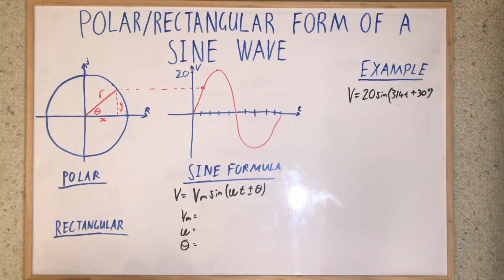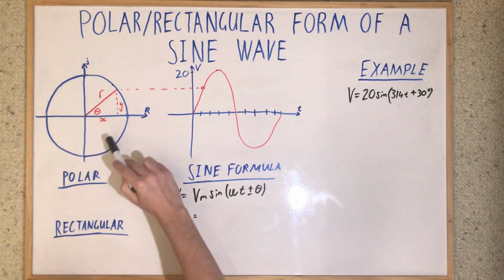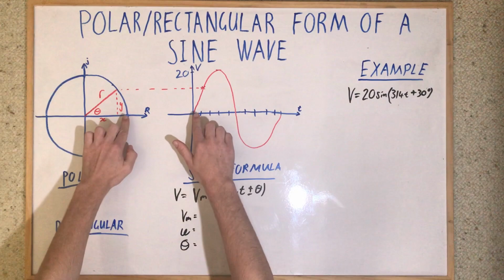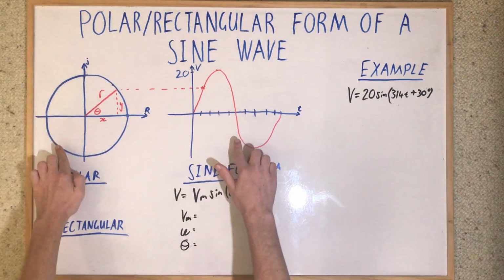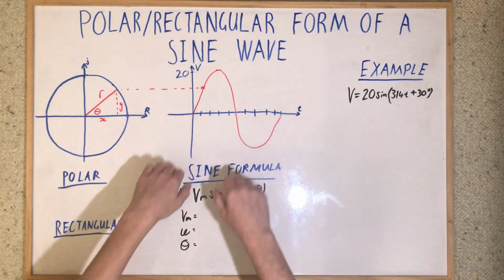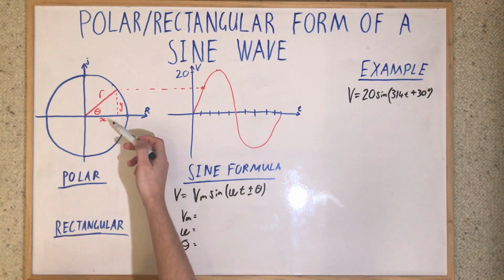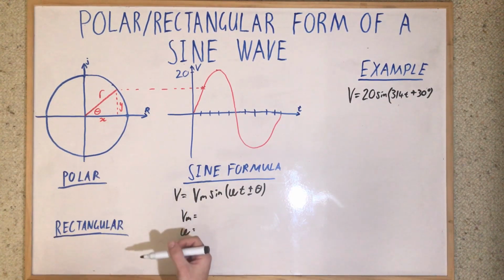Well, we can answer that by considering a unit circle of radius r. If you could imagine, as r rotates around this circle, it actually draws out this sine wave. And this is the basis that we use to derive our polar and rectangular formulas.